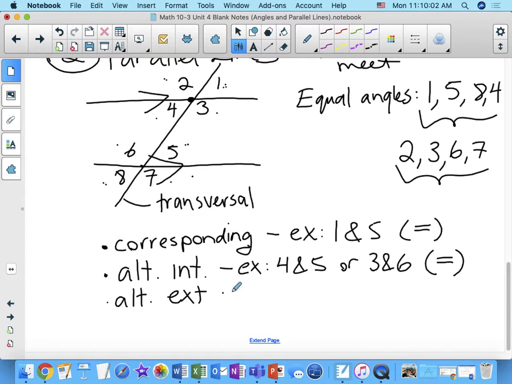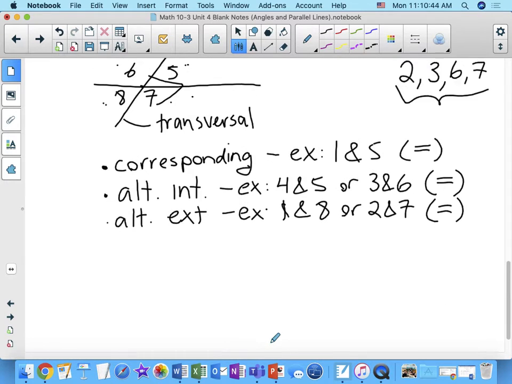Okay? So for example, 1 and 8 or 2 and 7. Okay? Equal or add to 180? What do you think? 2 and 7, yeah. 2 and 7, equal or add to 180? They're equal. They're both obtuse, right? Or you could look at 1 and 8 and say, okay, those are both acute. Those ones are also equal. Okay? So those are alternate interior and alternate exterior.